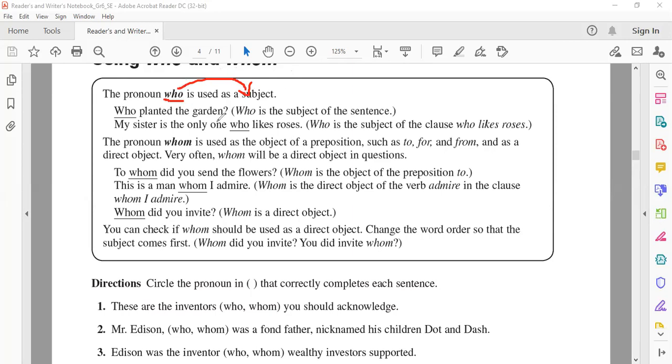So who planted the garden? Now, if you ask yourself, how do I know that who is a subject? You will come to the rest of the sentence and ask yourself, planted the garden. Read it without who. Consider that there's no who. And read it without the who.